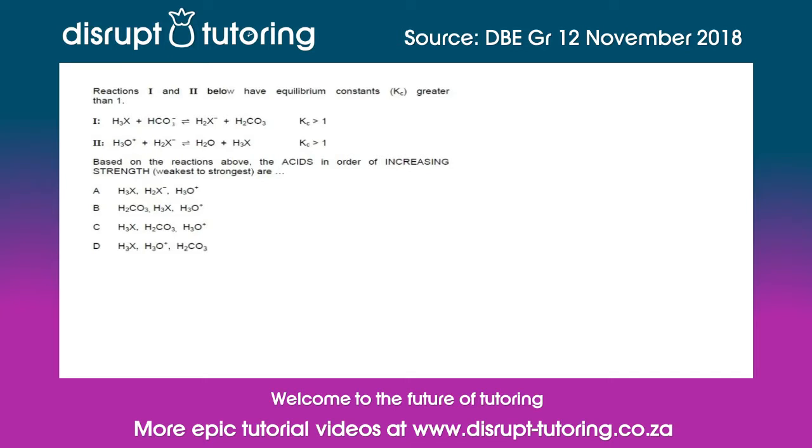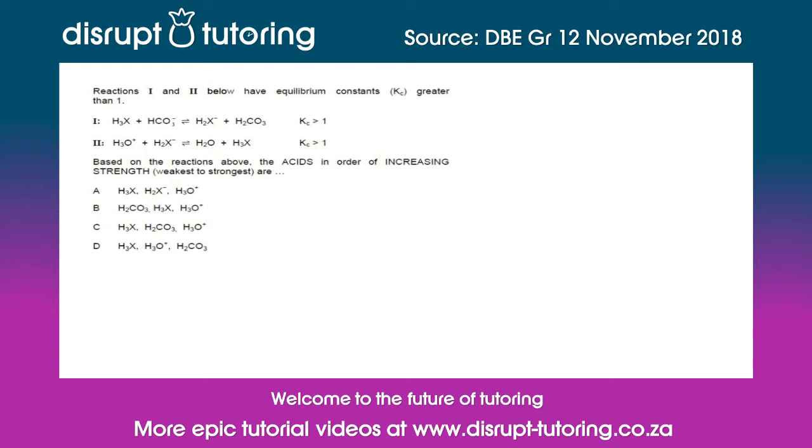In this video, we're going to do a question from the November 2018 Grade 12 Physical Sciences Paper 2. This question deals with the strength of acids and the equilibrium constants of acid-base reactions. So we're given two chemical equations involving reactions between acids and bases, and we're told that the equilibrium constant is greater than 1 for both of these reactions. Then the question asks us to list the acids in order of increasing strength, so weakest to strongest, based on the two chemical equations given.